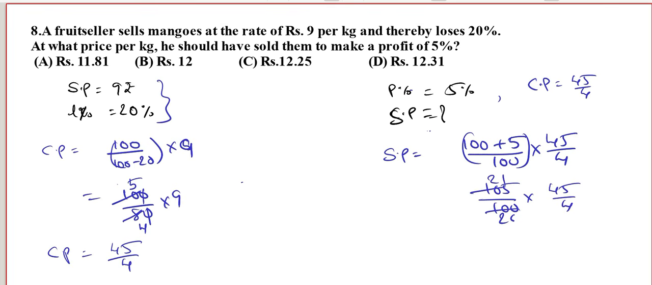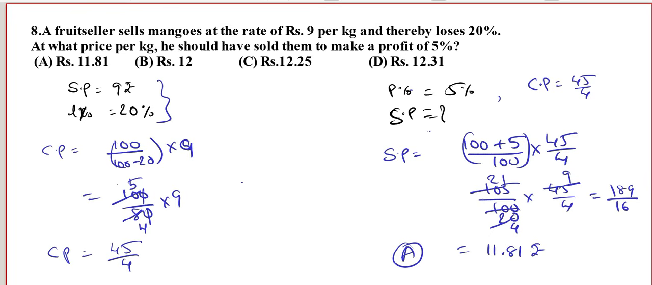So this is 21 into 9, that is 189/16. Simplifying it, if we convert into decimals, we will get 11.81. So if we want to get a profit of 5%, we should sell it at 11 rupees 81 paise. So the first option is the correct one.